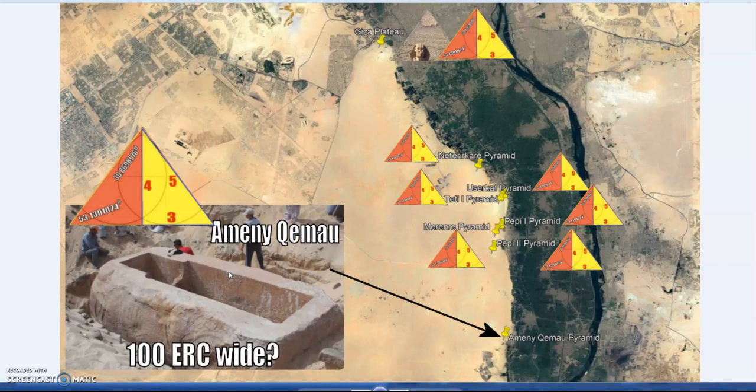Of course, it's in such a bad state that maybe the northern entrance has been lost. But at 100 Egyptian royal cubits wide, this is a standard unit of measurement.